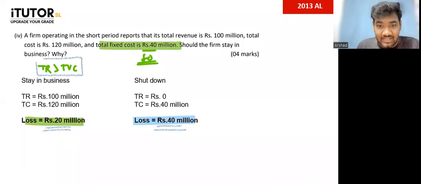Now, for example, in this same question, if I change it and say total fixed cost is 10 million, now tell me what would happen.